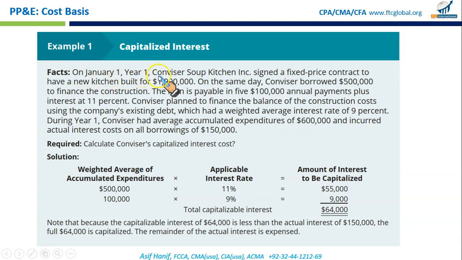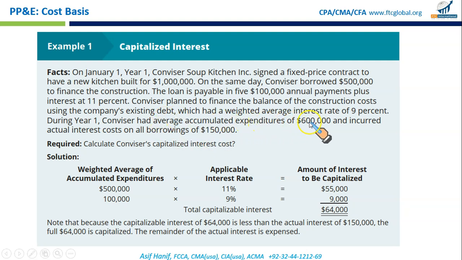On January 1st, year 1, Convisor Soup Kitchen Incorporated signed a fixed price contract to have a new kitchen built for $1 million. On the same day, Convisor borrowed $500,000 to finance the construction. The loan is payable in five $100,000 annual payments plus interest at 11%. Convisor planned to finance the balance of the construction cost using the company's existing debt, which had a weighted average interest rate of 9%. During year 1, Convisor had average accumulated expenditure of $600,000 and incurred actual interest cost on all borrowings of $150,000. Calculate Convisor's capitalized interest cost.